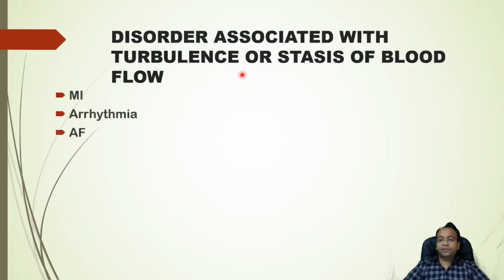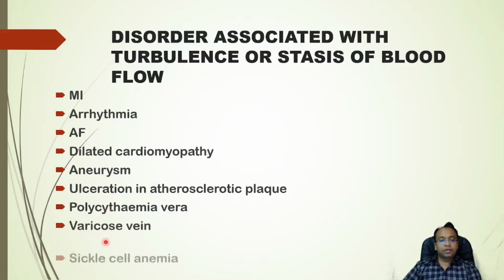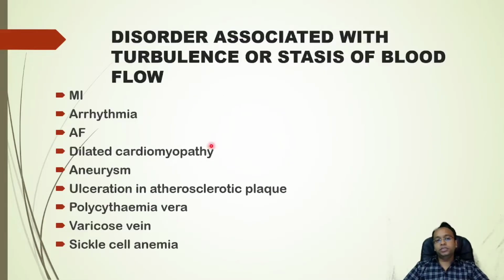arrhythmia, then atrial fibrillation, then dilated cardiomyopathy, aneurysm, ulceration in the atherosclerotic plaque, then polycythemia vera, which is a myeloproliferative neoplasm, and varicose vein, and finally sickle cell anemia. All these disorders can lead to abnormal blood flow, which will help in thrombosis formation.